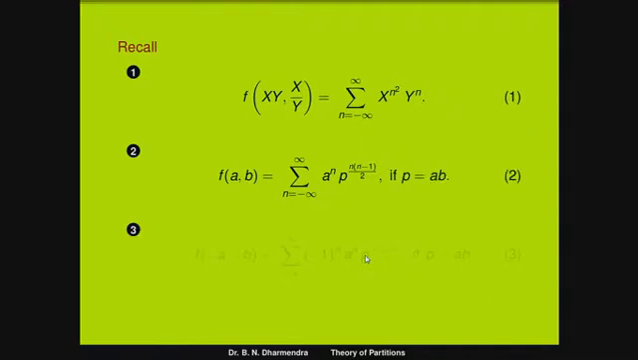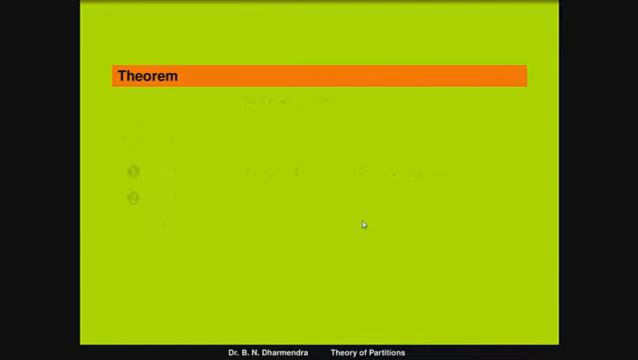The next one, f(-a,-b) is equal to the summation n from minus infinity to plus infinity of (-1)^n a^n p^(n(n-1)/2), if here also p is equal to ab. So we have to recall this definition, and we have to move on to entry 29.